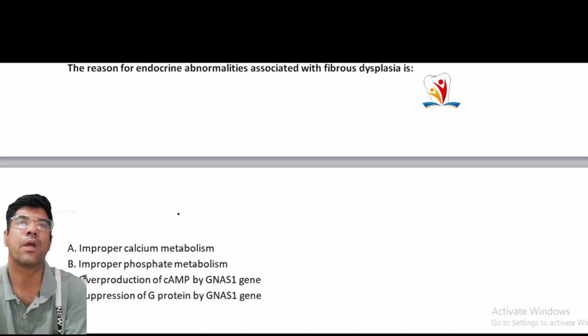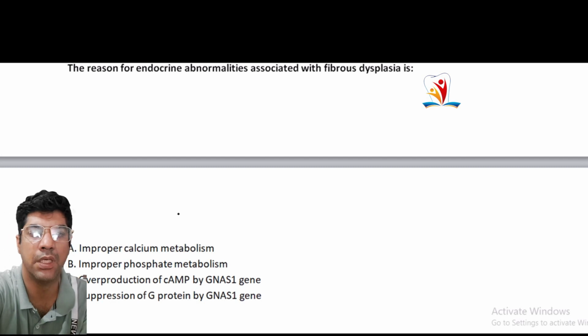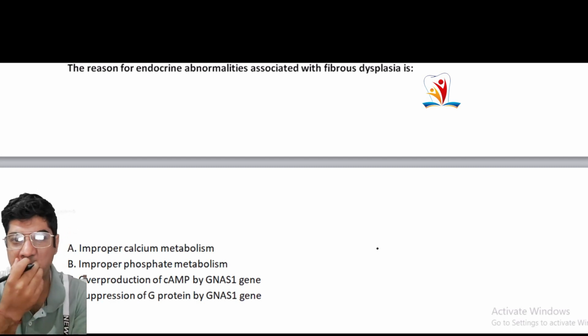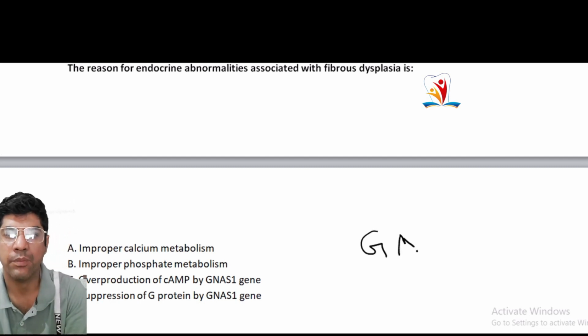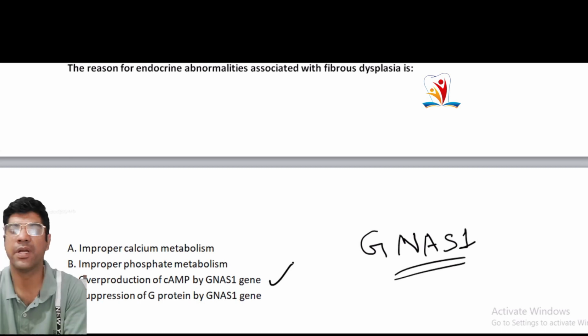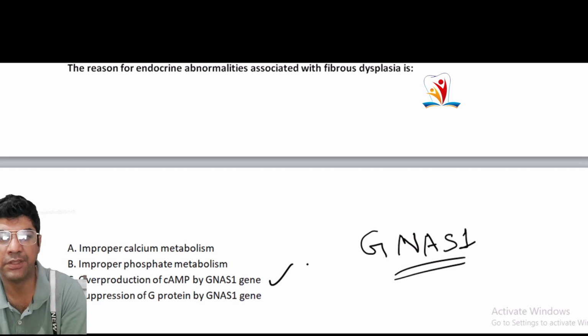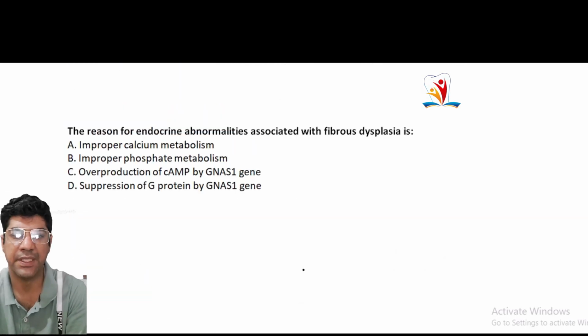The reason for endocrine abnormality associated with fibrous dysplasia is due to the mutation in the GNAS1 gene. So there is overproduction of cAMP that disrupts the normal cellular signal pathway that leads to fibrous dysplasia.